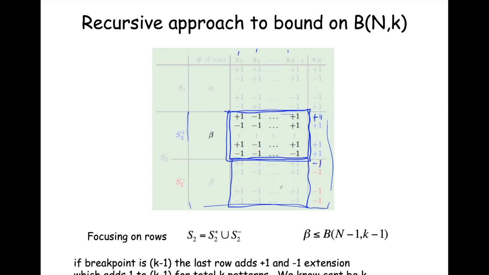And so this breakpoint is k minus 1 because this last column adds a +1 and -1 extension, this +1 and -1 on two different copies, and it represents a doubling, and so it can't be k. It has to be k minus 1 because it represents a halving of the number of dichotomies.